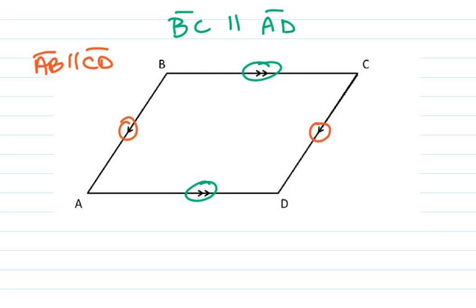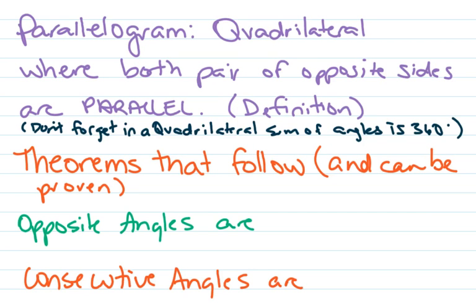So that is the definition of a parallelogram. A parallelogram is a quadrilateral where opposite sides are parallel. And that's it. That's all that the definition says. There's nothing else that's part of the definition of a parallelogram. What I have written up here in purple is the parallelogram definition. Reading that together, it's a quadrilateral where both pairs of opposite sides are parallel. Okay, so that's the definition.